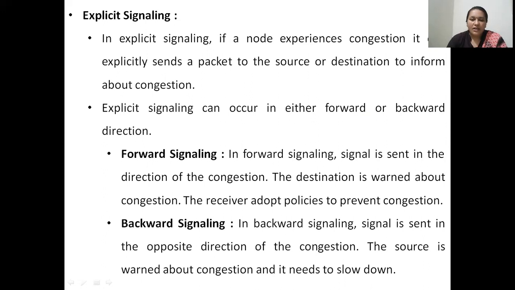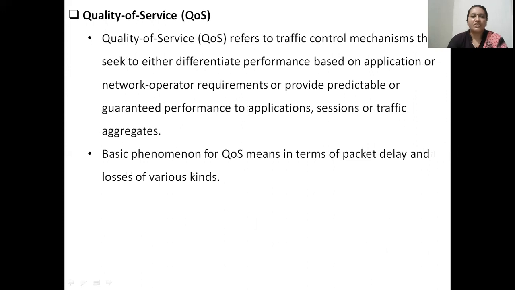In backward signaling, the signal is sent in the opposite direction of the congestion. That is, the node will warn the source node about the congestion, and the source node understands that it has to slow down seeing this warning. So this is the explicit signaling technique. So this is how the closed loop congestion control techniques will handle congestion after it happens.